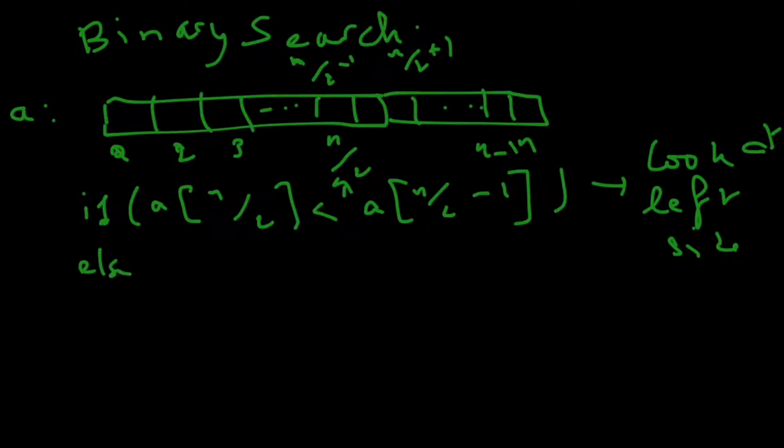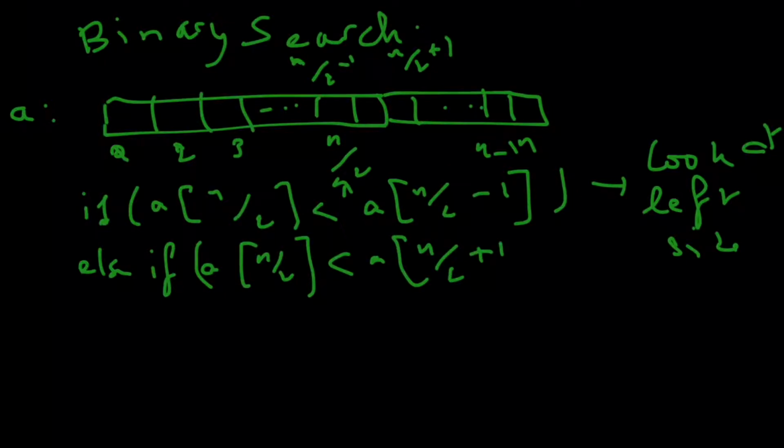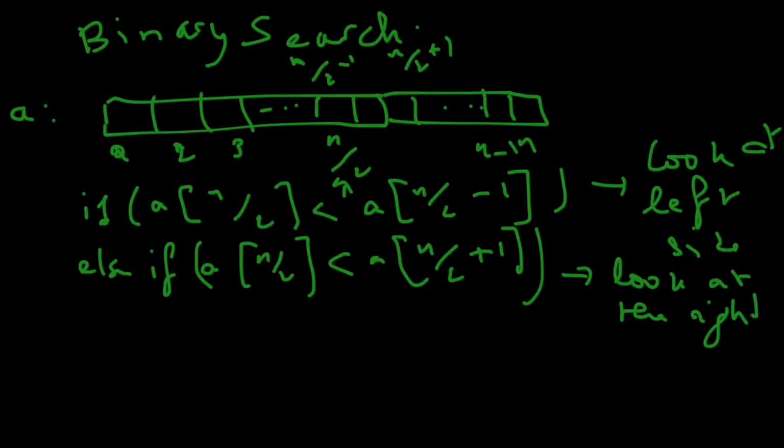Else, if it's less also than the element on its right, then we can just look at the right side. Otherwise, that means that it's bigger than the element on its left and bigger than the element on its right. That means we found the peak element. That means that n divided by 2 is the peak element.